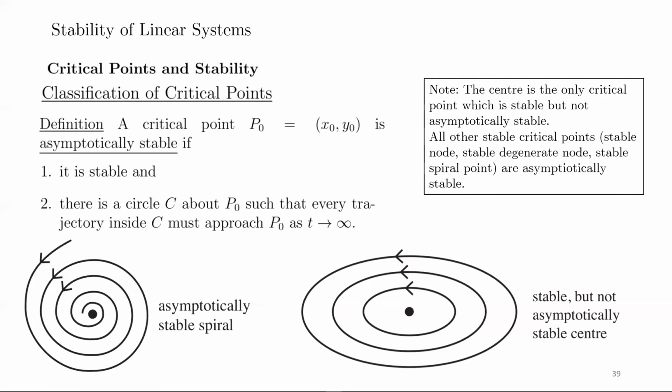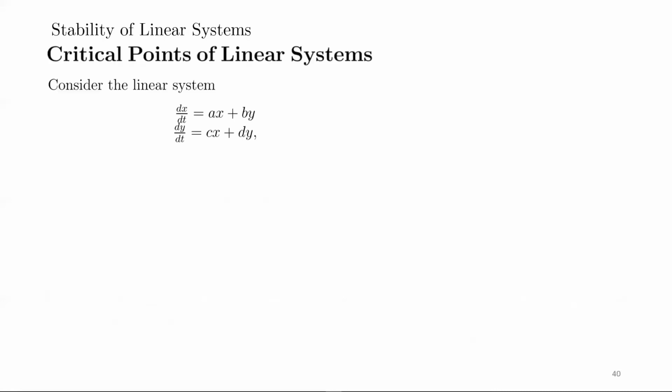Okay, all other stable critical points, so a stable node or a stable degenerate node, which you don't know what that is yet, or a stable spiral point, are asymptotically stable. Okay, so what we want to move towards now, I'll set it up in this lecture, but we'll actually learn the method in the next lecture, is how do we tell if a critical point is a center or a node or a spiral point or whatever? How do we tell that?